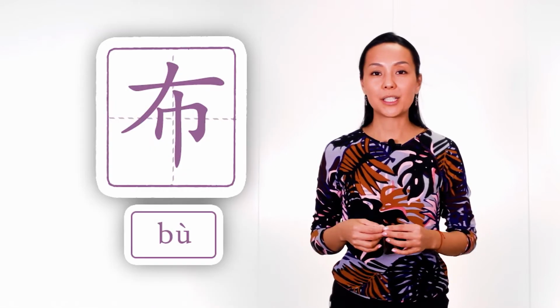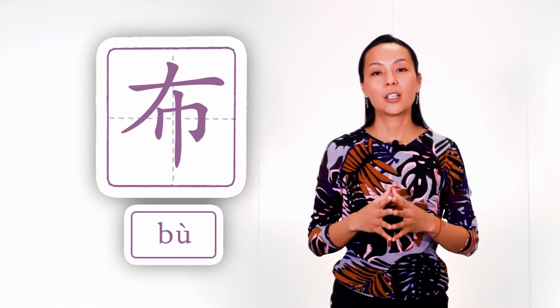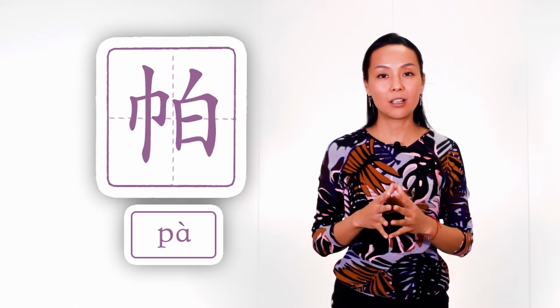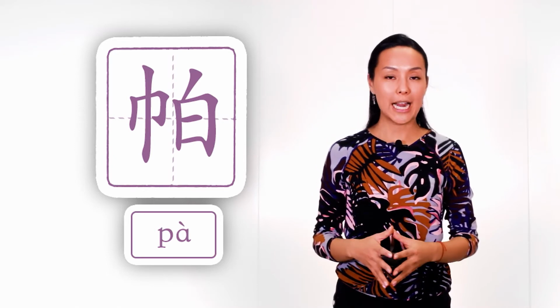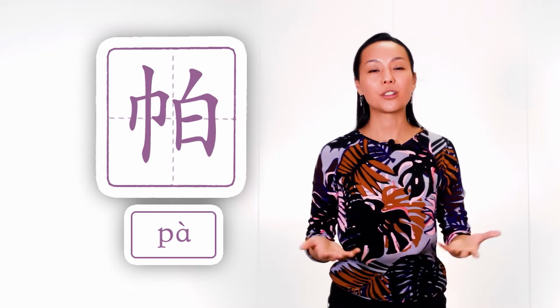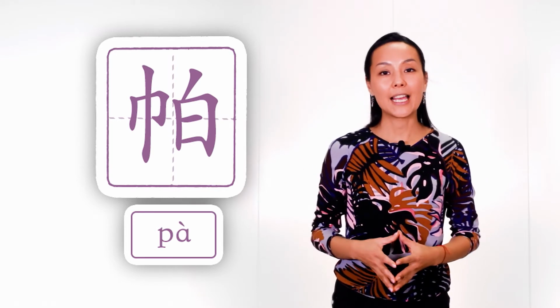The second example is the word textiles, bu. No need to explain, textiles, they are pieces of cloth. The last example is the word head scarf, turban, to wrap, pa. And of course, you need pieces of cloth for your turban. That's why this character has our radical.